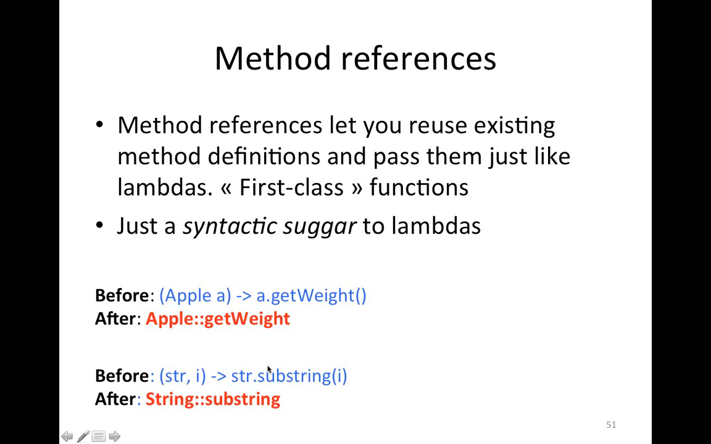Here's another example, slightly more complicated, that says, well, I'm a Lambda expression that takes two arguments, a string and an index, and I'd like to return the substring at index i. While using method references, we could write this as String::substring.